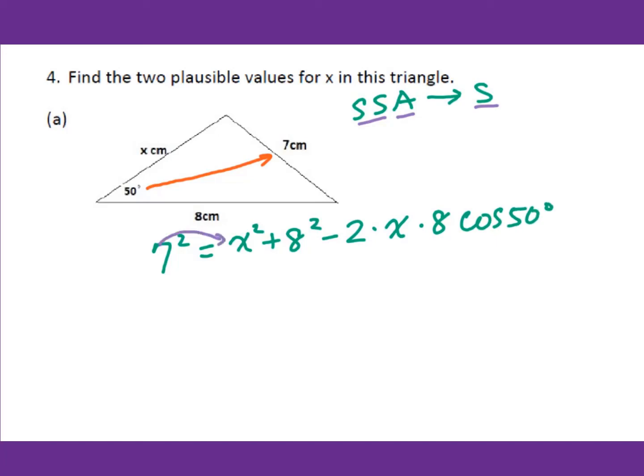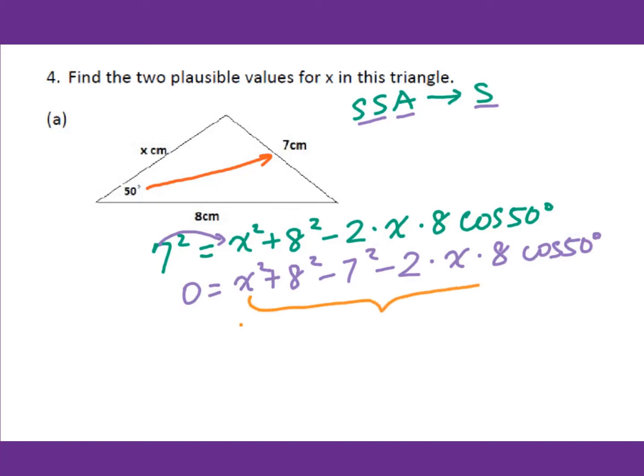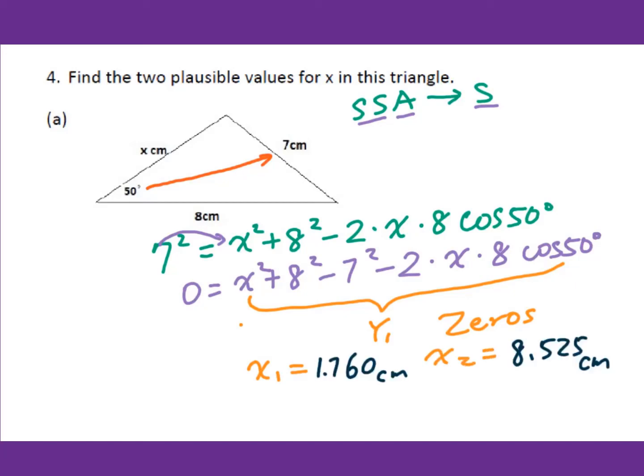So move 7 squared to the right side. We got x squared plus 8 squared minus 7 squared minus 2 times x times 8 cosine 50 degrees. Now we need to put all this into y1, then figure out the zeros, x1 and x2. We got 2 solutions. x1 is 1.760, and x2 equals 8.525 centimeters.